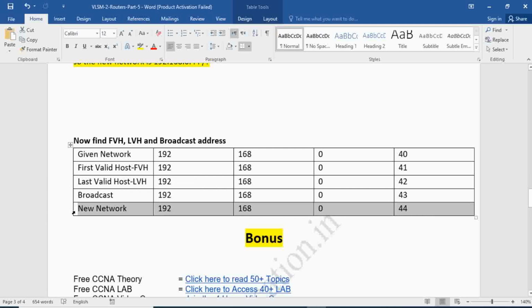First, write the given network and new network. After that write FVH. The FVH is the next IP of the given network. Now write the broadcast address. The broadcast address is the IP before the new network. And then write LVH. The LVH is the IP before the broadcast address.